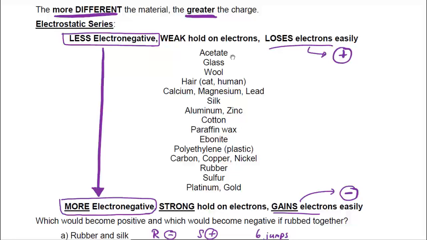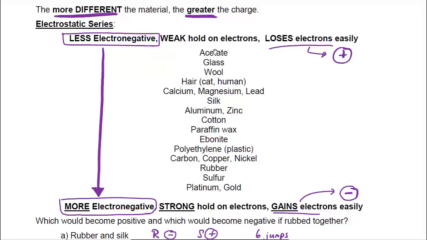So, for example, if I was to compare opposite ends, so the acetate versus the platinum or the gold, because the acetate has a weak hold on electrons and the platinum and gold have a very strong hold on electrons, we can expect that the acetate will give up its electrons to the gold and become positively charged. And then because the gold will have extra electrons, it will become negatively charged. So it's very obvious when you look at the other ends of things. But if we start to compare things that are more towards the middle, it all becomes about the relationship.